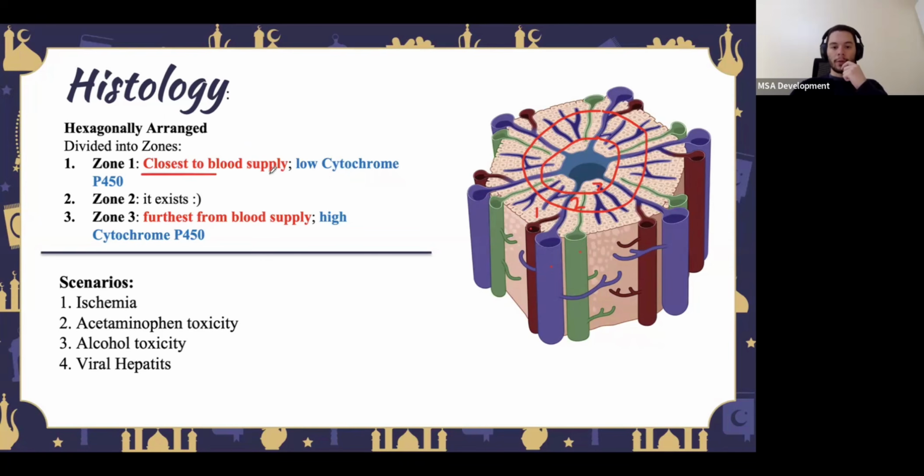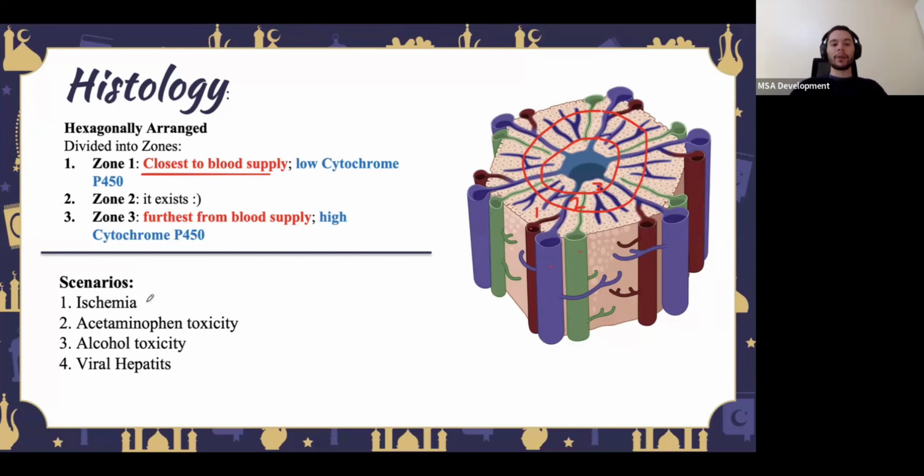And so it's closest to the blood supply, and it has the lowest cytochrome P450 concentration. On the other hand, zone 3 is the furthest from the blood supply and has the highest cytochrome P450. Now, why is this important? It's important when it comes to certain scenarios.